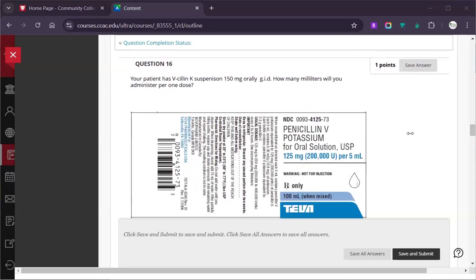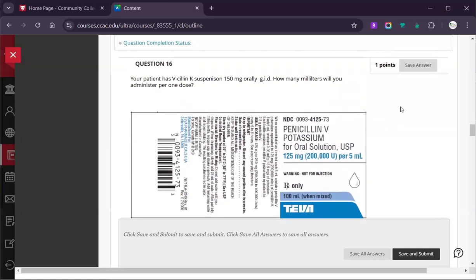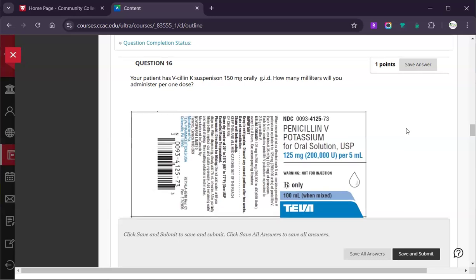All right. Same setup here. Now, I think this is supposed to be a QID, so I don't think GID exists. I think that was just a typo. But the 150 milligrams, I'm going to put that over the 125 milligrams per 5. And then, like I said, I'm not going to write all these out. So I'm just going to say 150 divided by 125 times 5, and I'm going to get an answer of 6. So how many milliliters will you administer? 6.